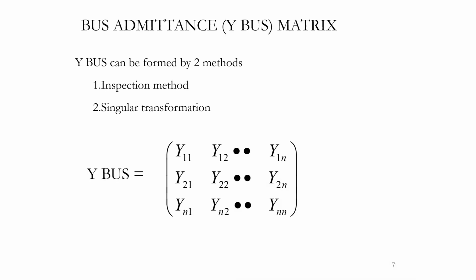Let us see how to form the admittance matrix. Admittance matrix can be formed by two methods. One is inspection method and other is singular transformation.